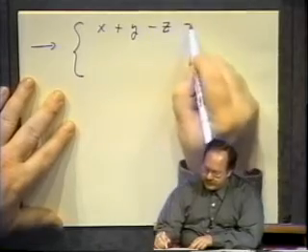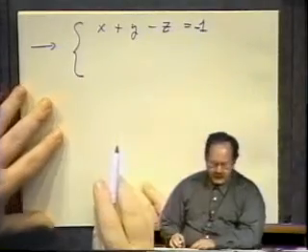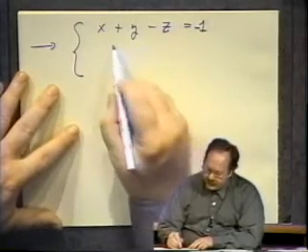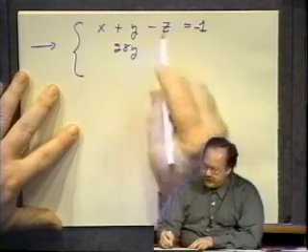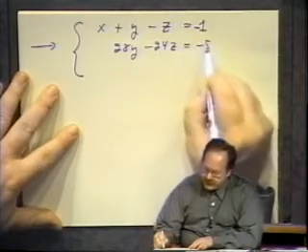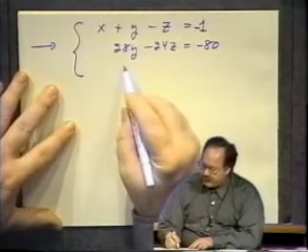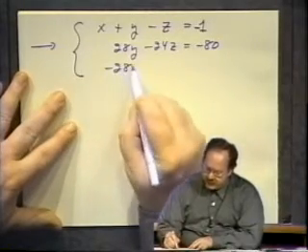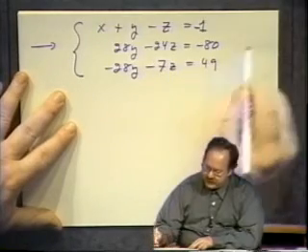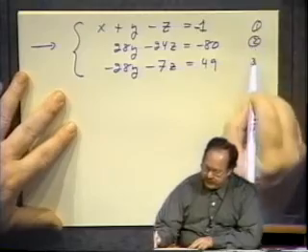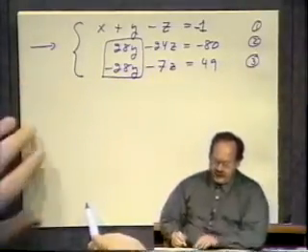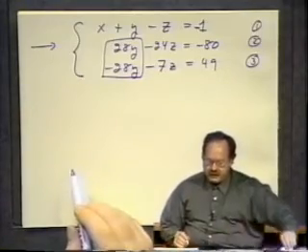Let me rewrite it. Equals minus 1 there. And I'm multiplying the second one by minus 4. That will make this 28y minus 24z equals minus 80. And the bottom one I'm multiplying by 7, so I'll have minus 28y minus 7z equals 49. So here's my new 1, 2, and 3. And you can see why I did it, because in the next stage those are going to add to 0. And I will be nearly done.